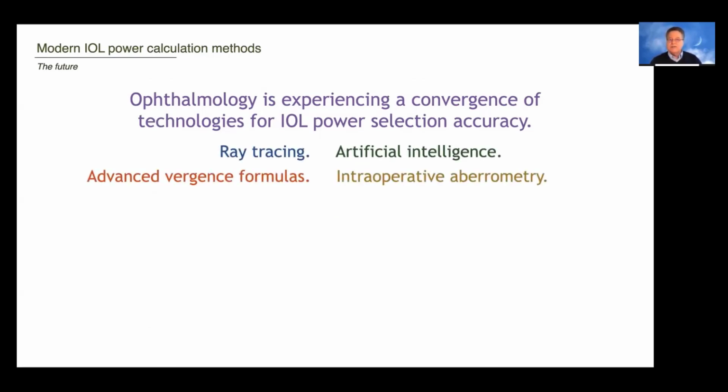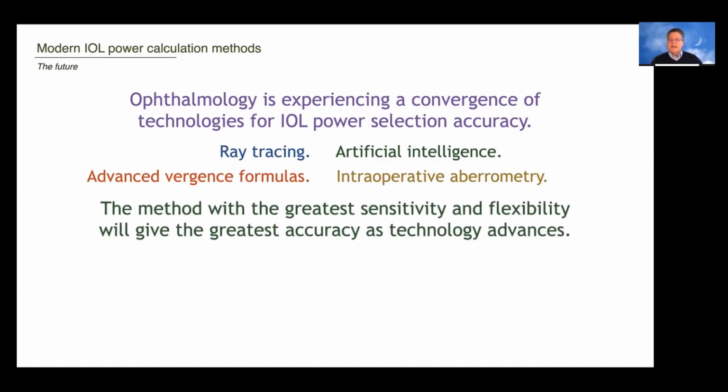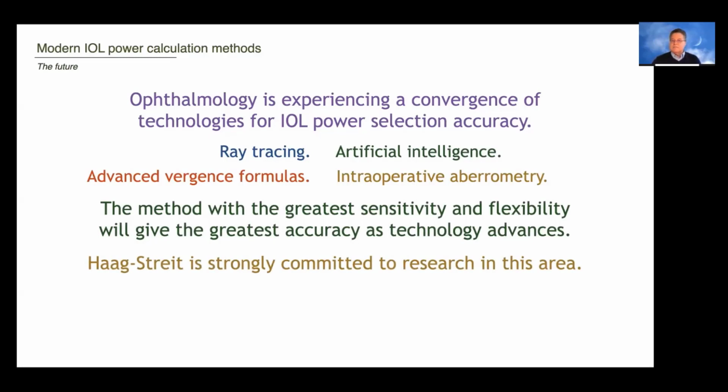We have ray tracing, artificial intelligence, intraoperative aberrometry, and really advanced versions of formulas like the Barrett Universal 2 formula, which I think we all would agree that for theoretical formulas, this is the very best. And the method that gives the greatest sensitivity and flexibility is probably going to be the winner of the game, the one that does the best job. And I'm proud to say that Haag-Streit is strongly committed to research in this area.